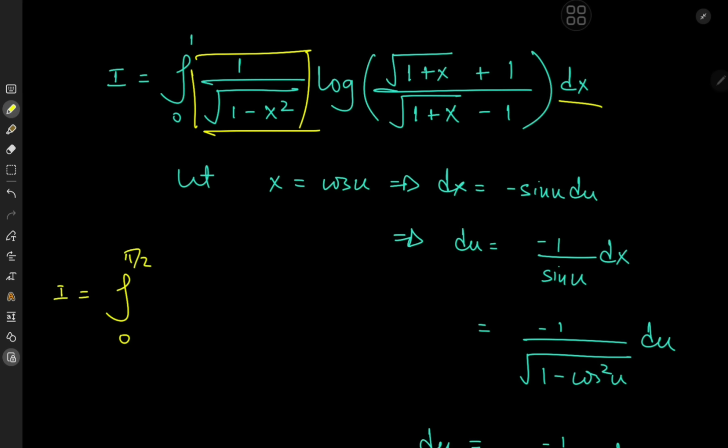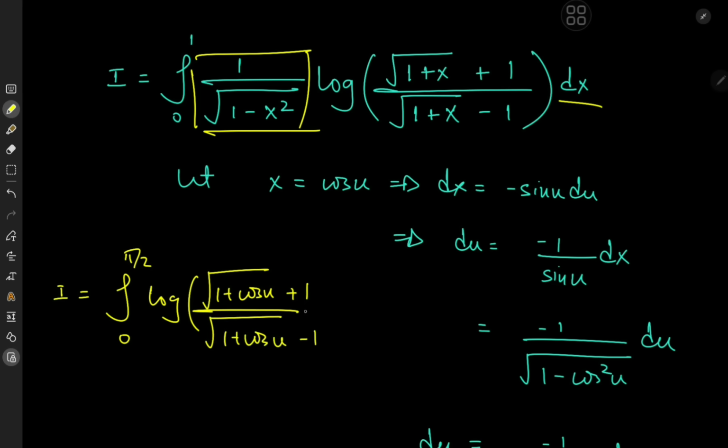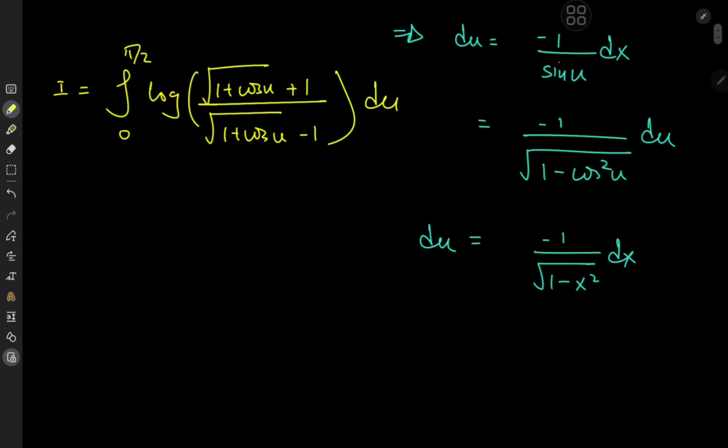So integral 0 to pi by 2, we have all of that stuff boxed in yellow, absorbed into the differential element. And we're left with logarithm root 1 plus cosine u plus 1 divided by root 1 plus cosine u minus 1 integration with respect to u. Okay, cool. Now, the argument of this logarithm function can be simplified considerably.